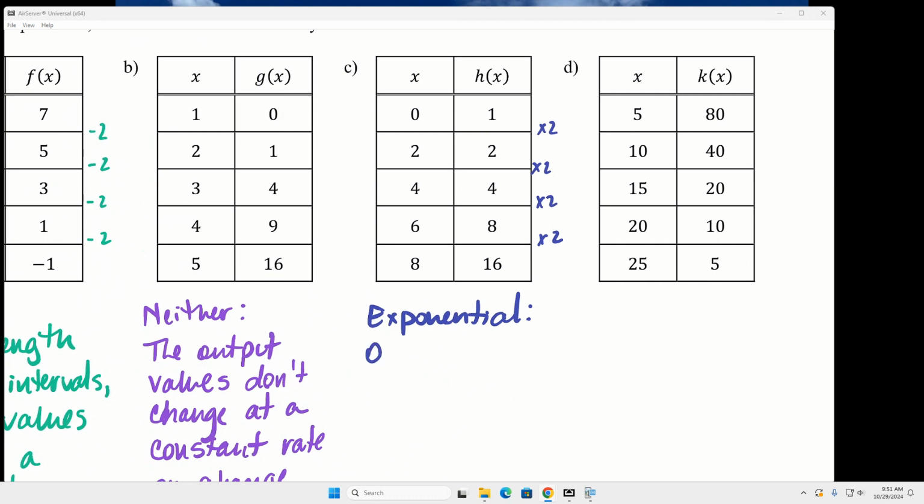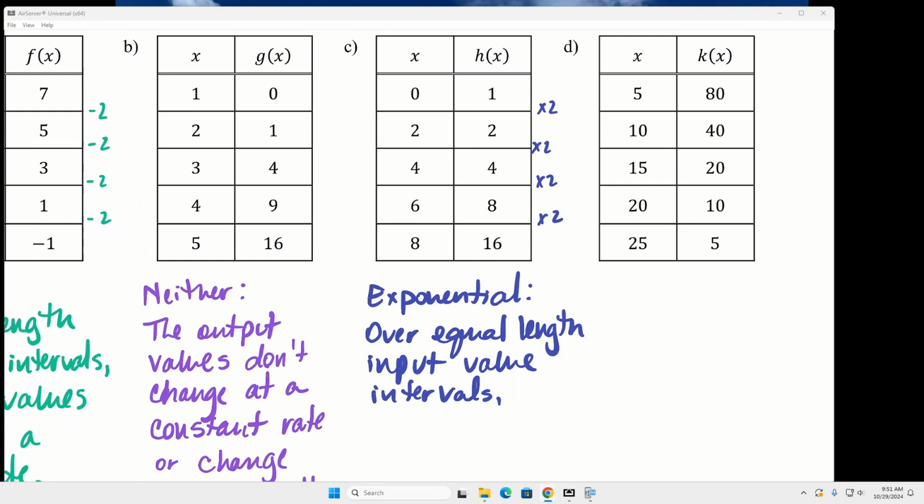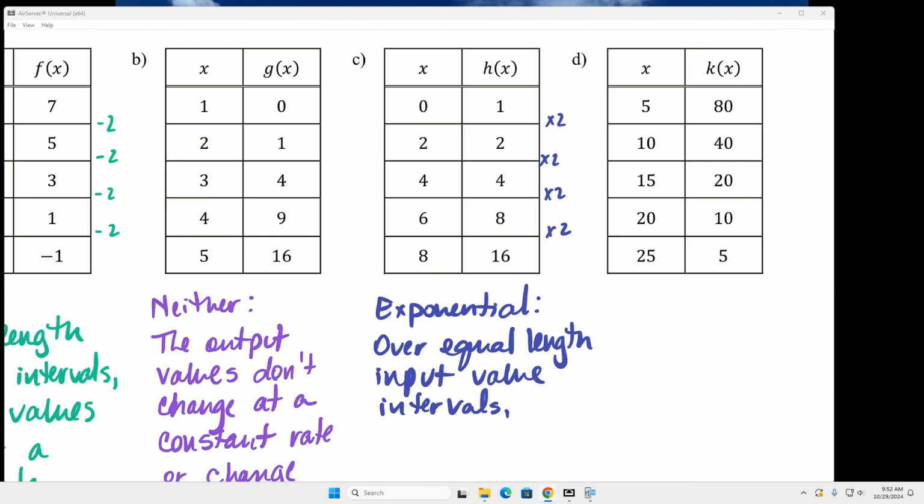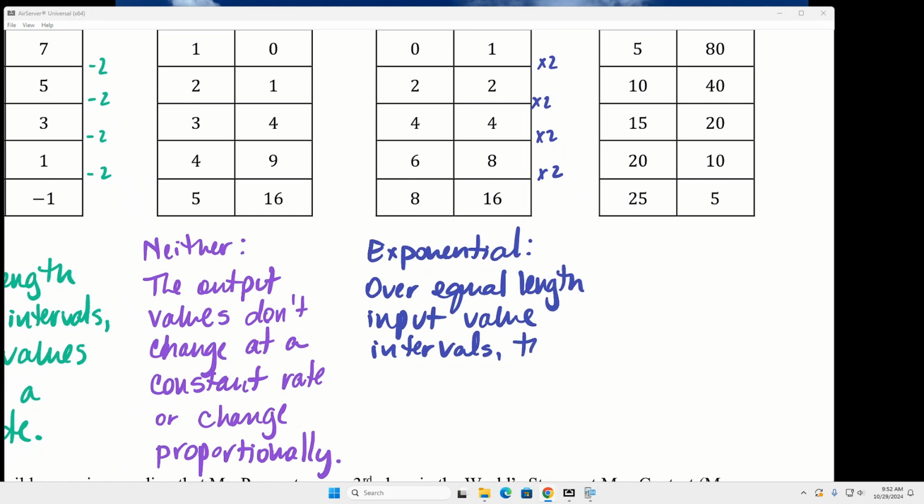All right, we do need to talk about the input value intervals. All right, and then we're just going to word it like we have it on the front. The output values change proportional. I've been spelling that wrong. Let's spell it right. I think it might be okay to spell it either way.